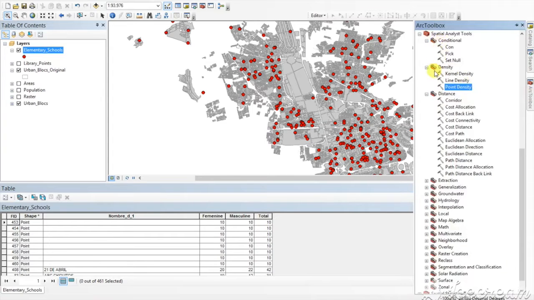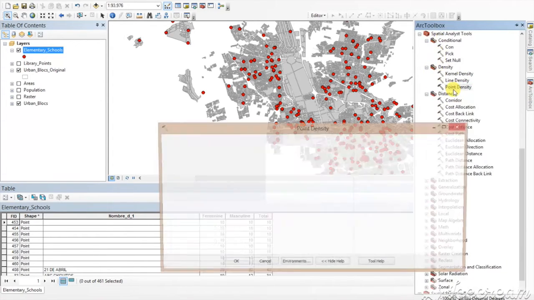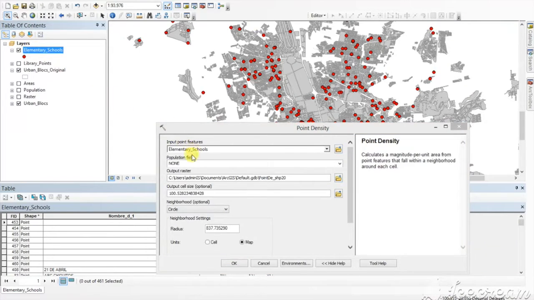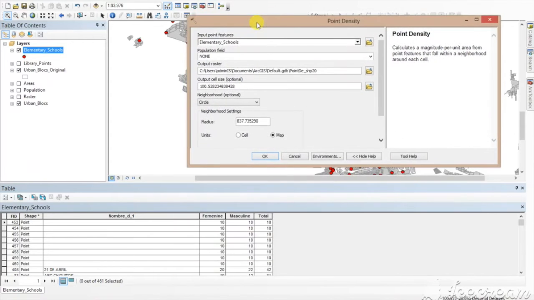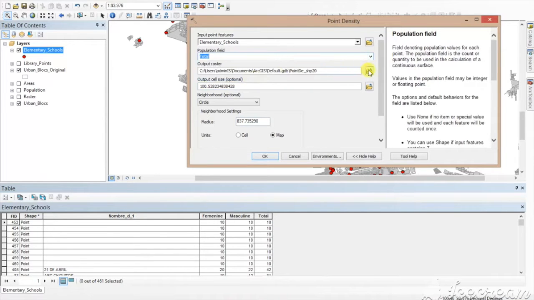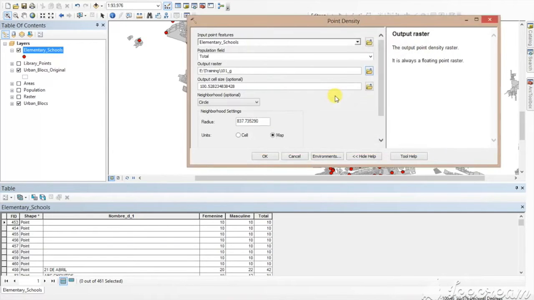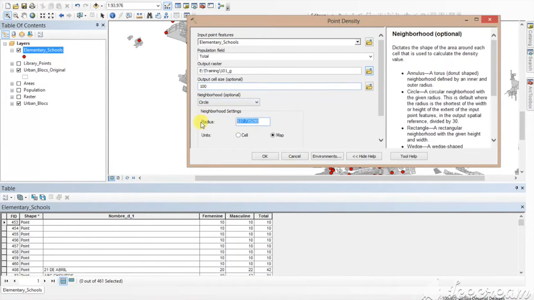So to start, we're gonna go to spatial analysis tools, and right in density we can start looking for this tool called point density. So let's drag the elementary schools and the population field. Let me remind you, the population field is the total number of feminine and masculine students, so it's a total of the students. Let's put it over here. And let's name it 101G. This is just a code for me to remember, but you can name it whatever you want. The output cell size, let's put it 100, okay? I'm going to explain to you why this value.